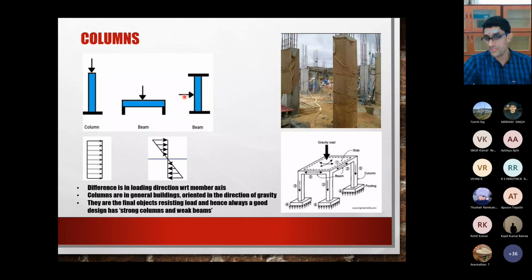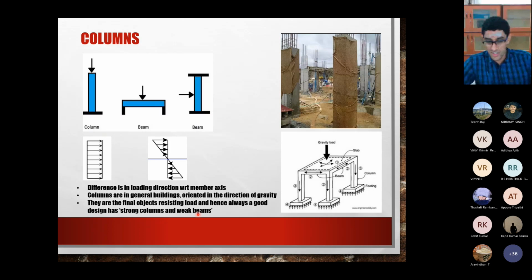As far as RCC is concerned, in normal buildings columns will be oriented in this particular direction. They are the final objects resisting load, and hence a good design always has strong columns and weak beams. This word weak is relative. It's not an absolute term saying that the beam has to be weak. Nobody wants anything to be weak. When I say strong column and weak beam, in relation to the column, the beam is weak.